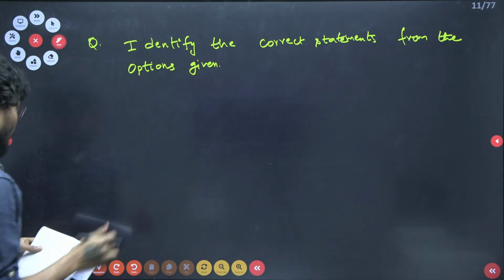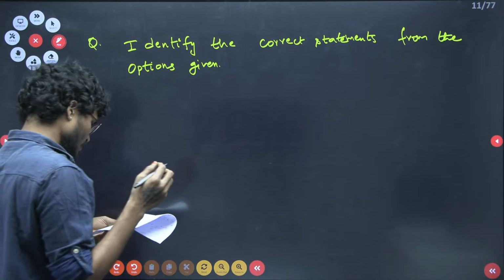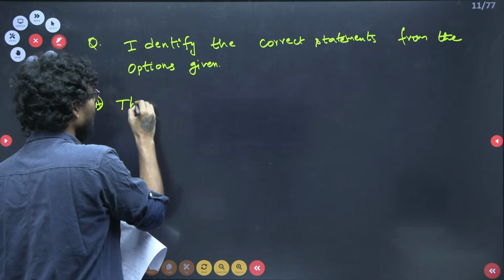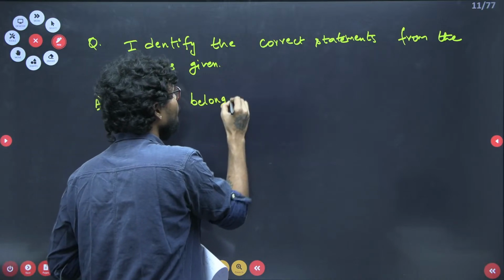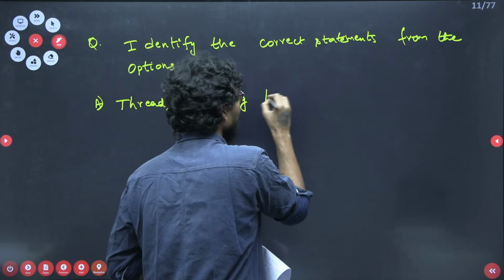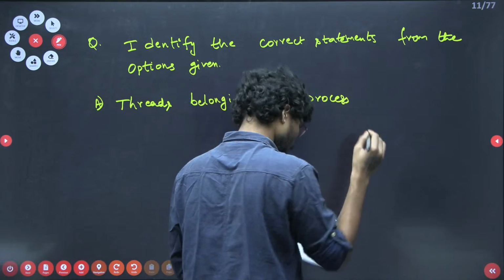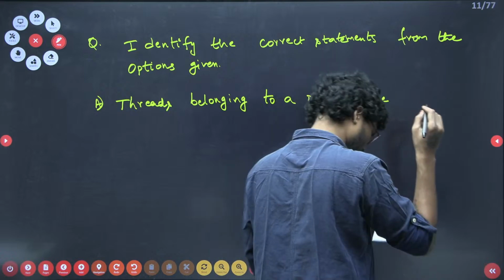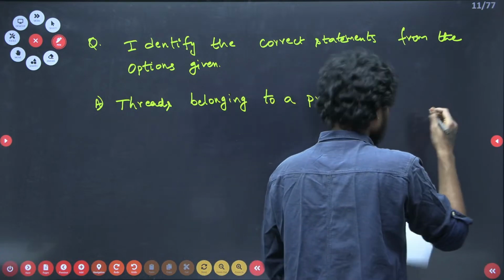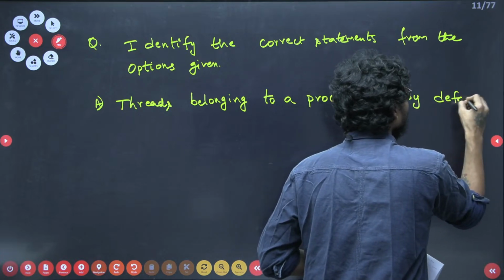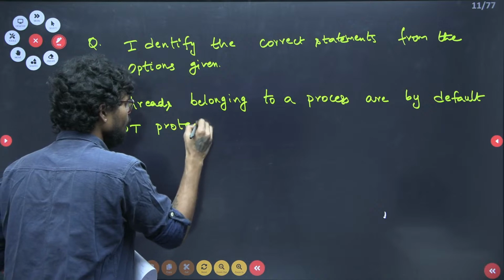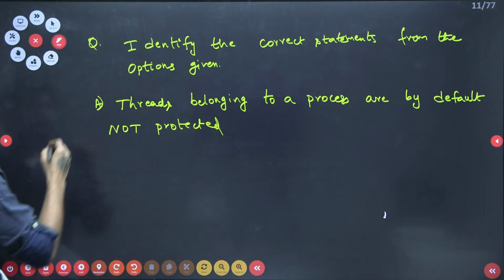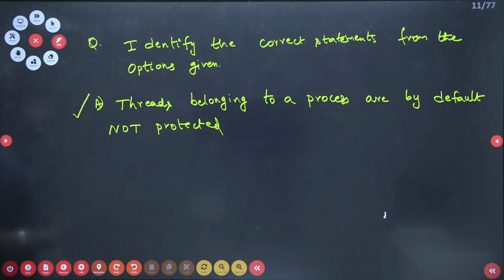So what are the options that are given to us? Option A, they are saying threads belonging to a process are by default not protected. This statement is a true statement. If we want to have protection, we need to have one more layer on the implementation of threads.